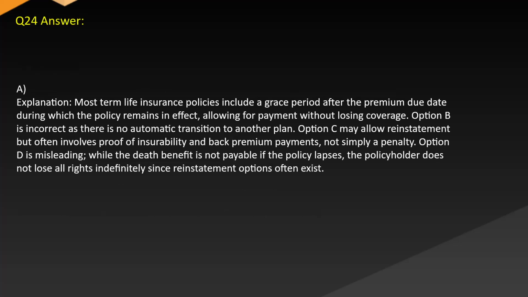Answer A. Explanation. Most term life insurance policies include a grace period after the premium due date during which the policy remains in effect, allowing for payment without losing coverage. Option B is incorrect as there is no automatic transition to another plan. Option C may allow reinstatement but often involves proof of insurability and back premium payments, not simply a penalty. Option D is misleading, and while the death benefit is not payable if the policy lapses, the policyholder does not lose all rights indefinitely since reinstatement options often exist.